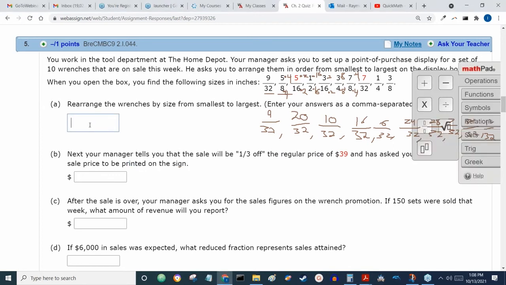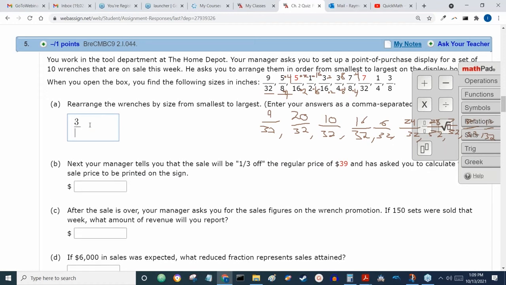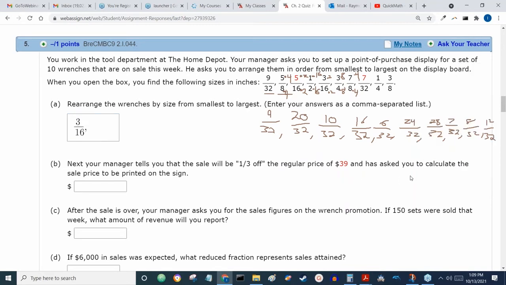So when I type this in, I'm going to type in 3, and I'm going to hit my slash key, or you could just use the fraction key here. Type 3, slash key, and then 16 in the bottom. Now this next part's important. This is the part that students usually miss. Press the right arrow to get out of the fraction, and put your comma, because it says to separate your answers with commas, and then we can put the next number.